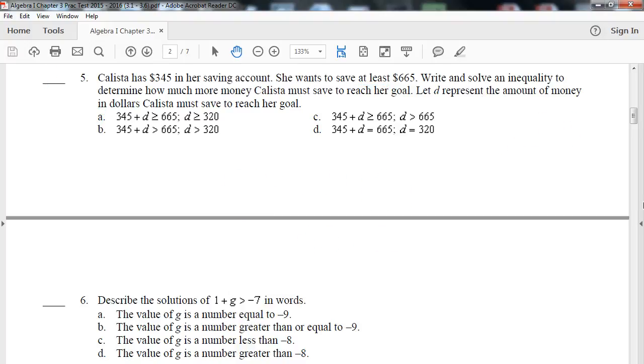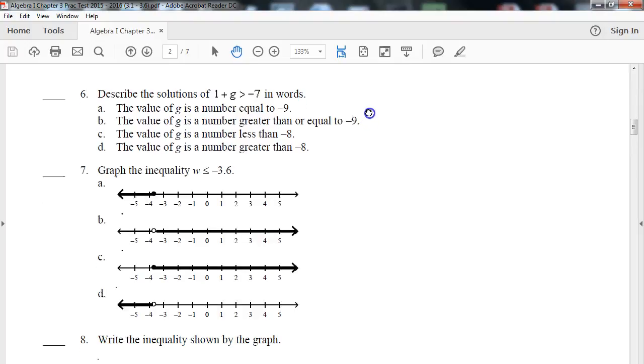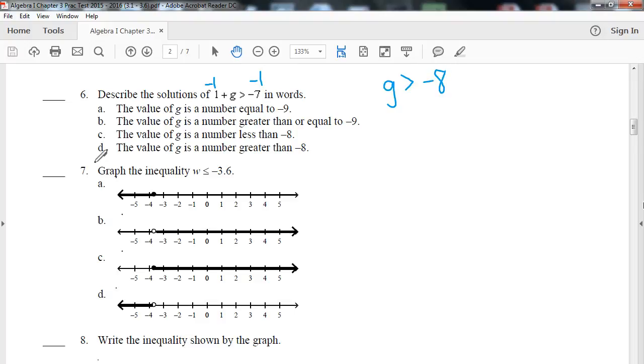Number 6 is similar to number 1. Describe the solutions of 1 plus g is greater than -7 in words. And again, we would need to subtract 1 from both sides to get g by itself. So we have the value of g as a number greater than -8, that's D.